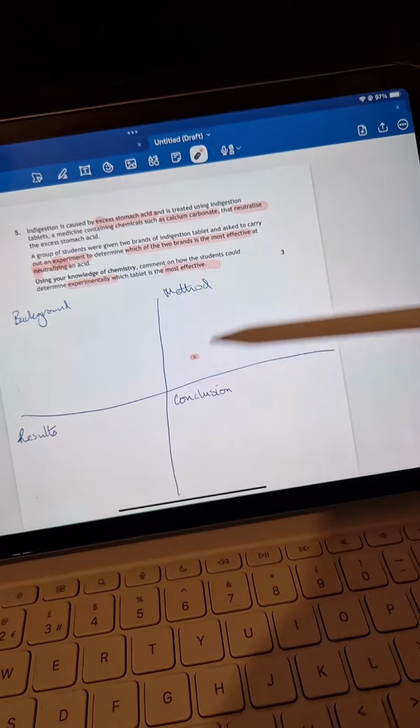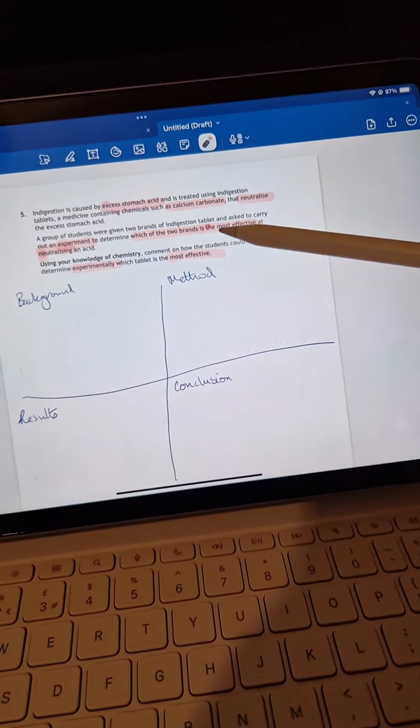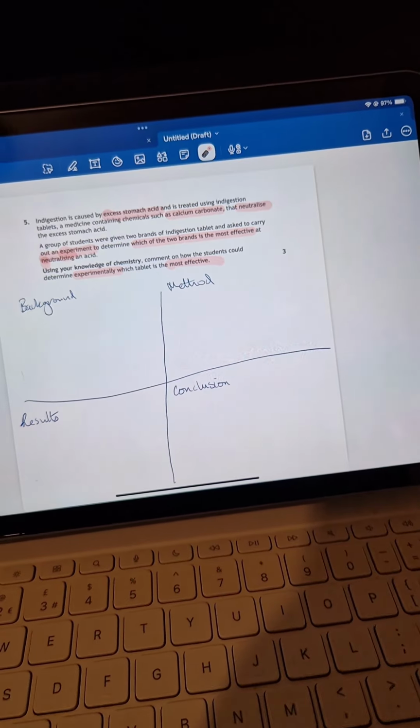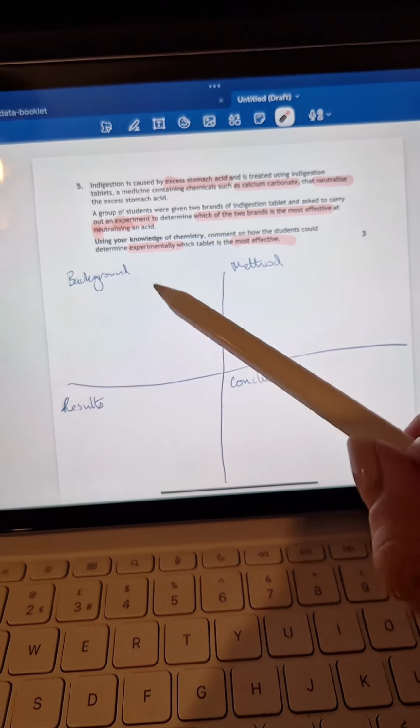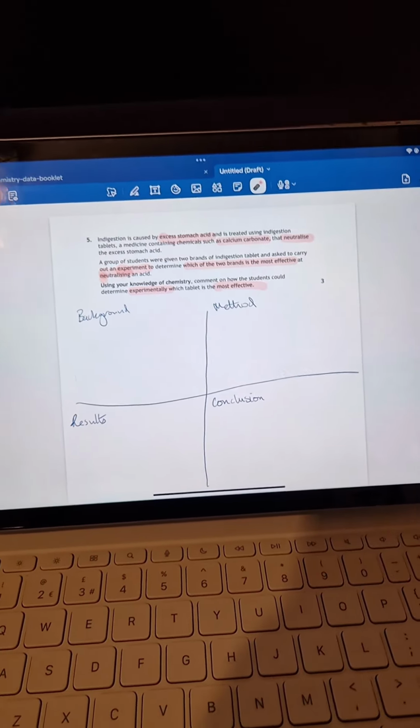Then in your method box, you want to draw a picture of the apparatus they would use and describe the experiment that you would suggest they use to compare the effectiveness of the tablets. So in this case, what you're probably going to be doing is putting an acid in a test tube and then adding some of the calcium carbonate.